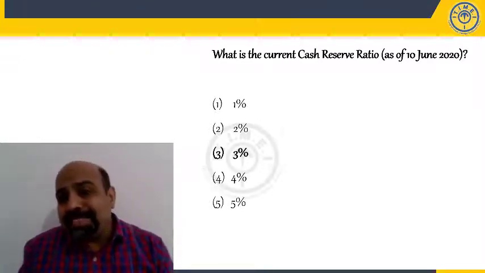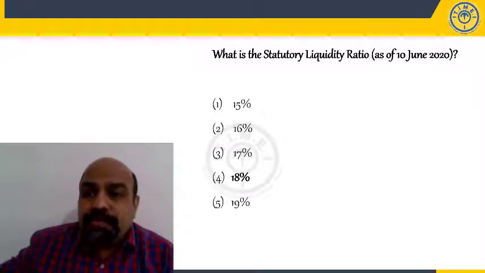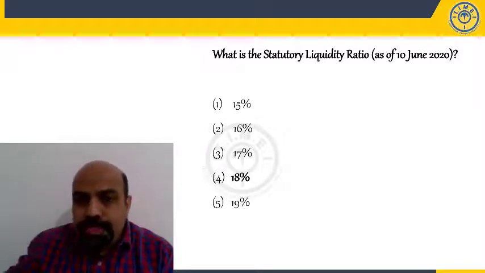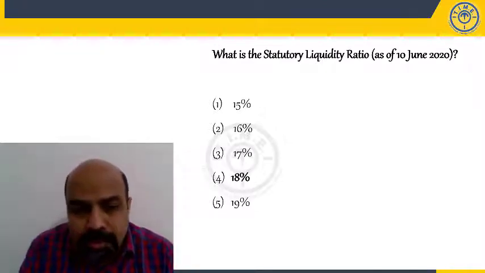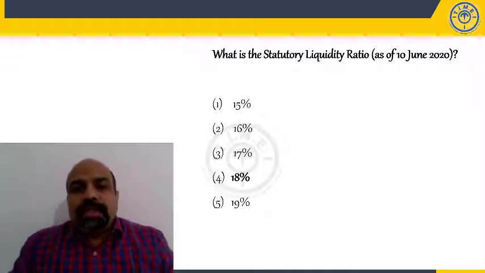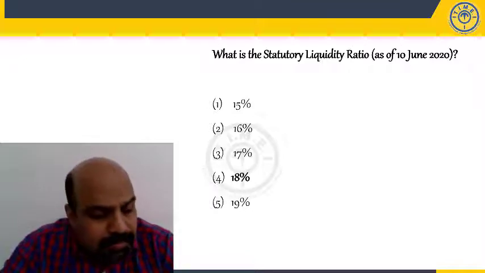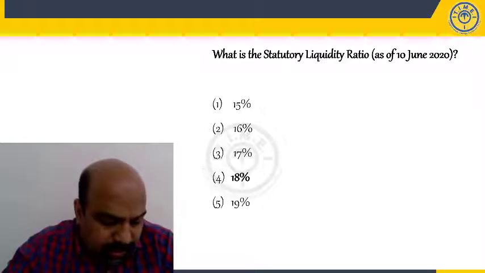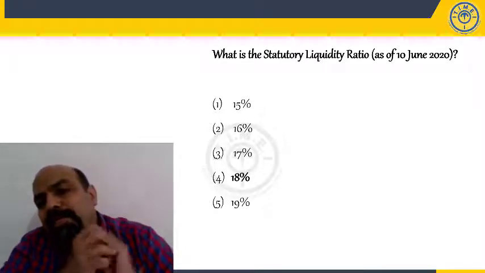So this is one, and the second one is, see, this is kept with the RBI. What about this one? Statutory liquidity ratio. Please write this, SLR. Statutory liquidity ratio. Underline that. All commercial banks must keep a certain percentage of their total time and demand liabilities.